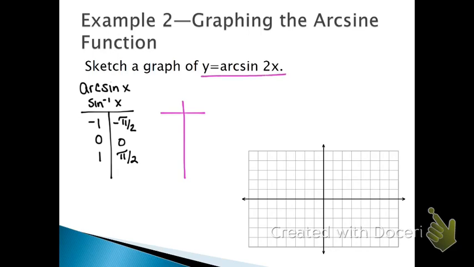So, what transformation is happening here? Okay, we're going to have a horizontal compression, right? So we're going to take x and we're going to divide it by 2. So my y's are going to stay the same, and divide your x's by 2.